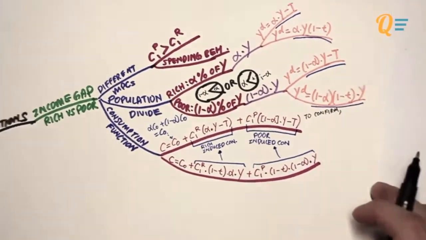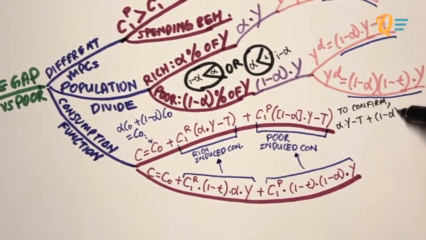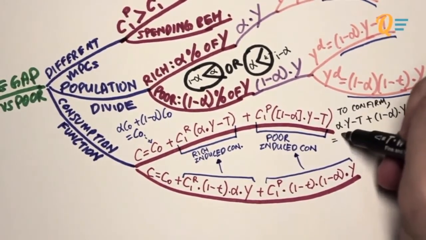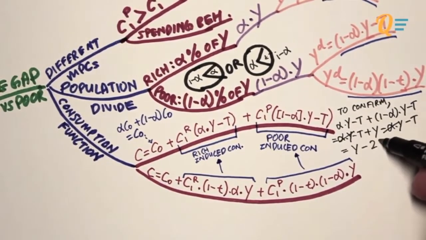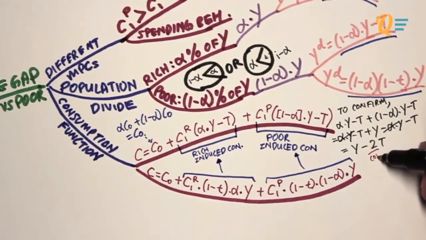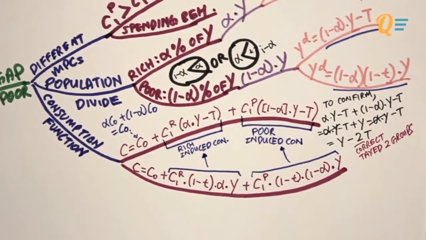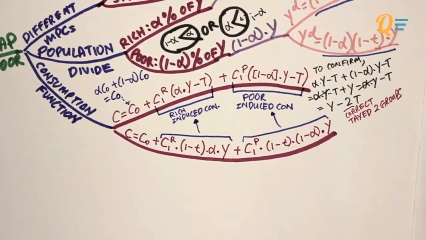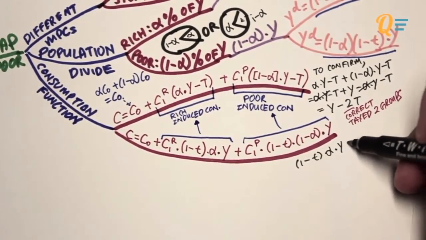So what you can do as a safety measure is to confirm that you've got the disposable income correct. So what I'm going to do is add up both the disposable incomes for the lump sum tax. I'm just going to open up the brackets, and I'm going to get Y minus 2T. Now this is correct because I know that the economy will be taxed twice for two different kinds of people, right? Two different groups, the rich and the poor. Therefore, when I get Y minus 2T, I know that I have properly defined my disposable incomes.